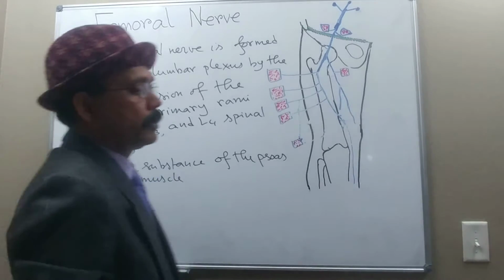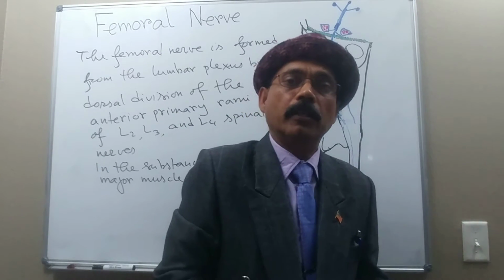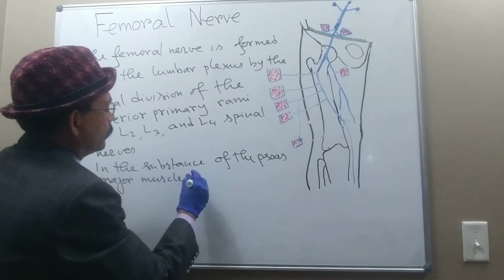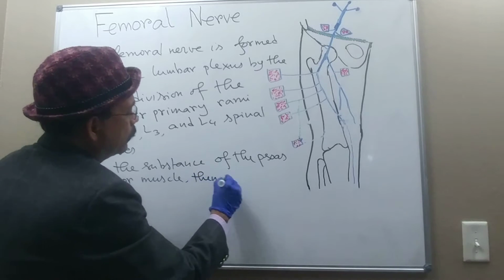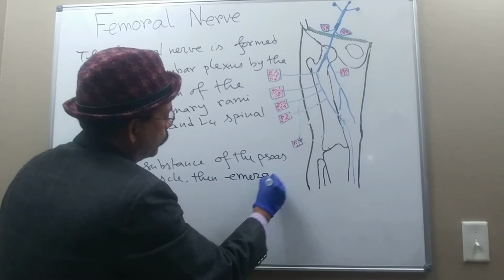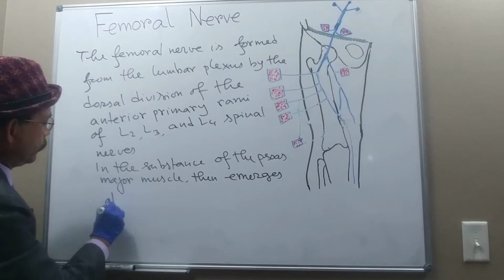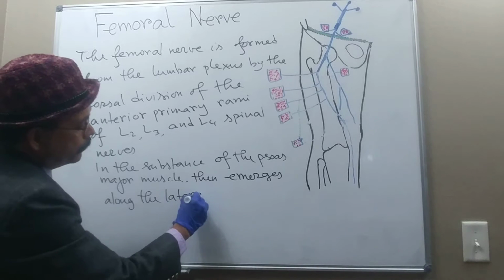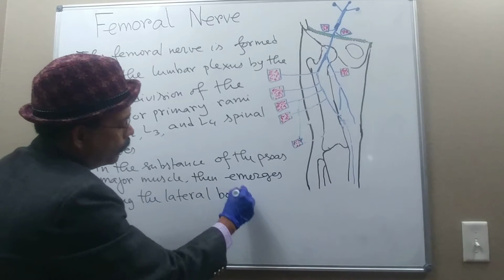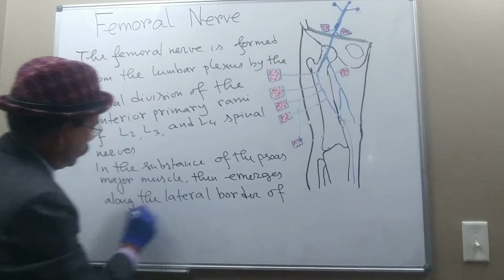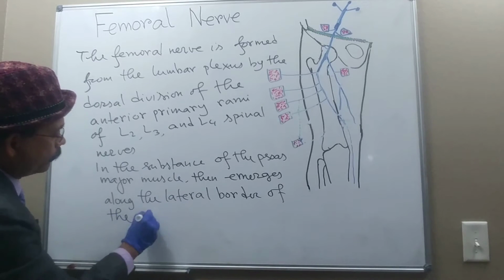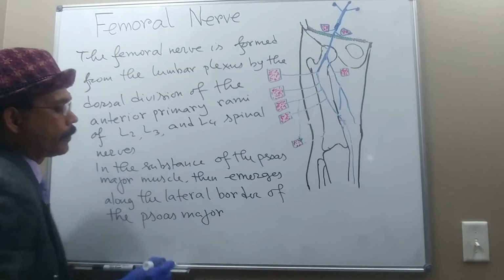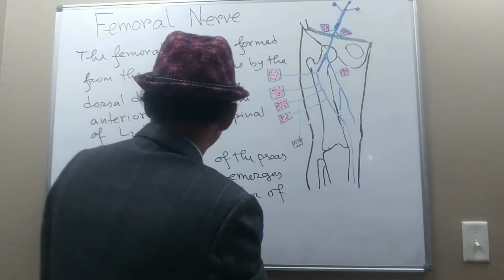Okay. Then it emerges along the lateral border of the psoas major muscle.